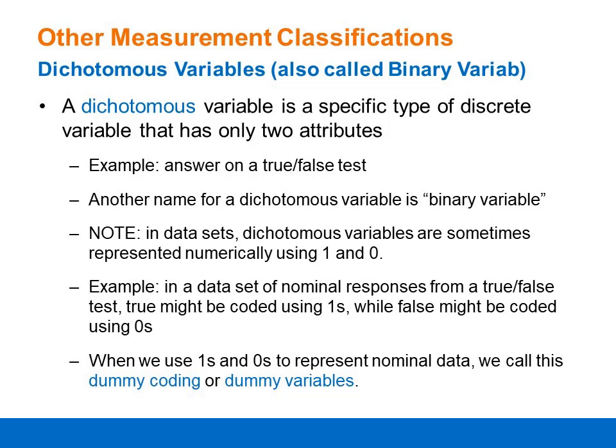Please note that in data sets, dichotomous variables are sometimes represented numerically by using ones and zeros. For example, in a data set of responses from a true or false test, true answers might be coded using ones, while false responses might be coded using zeros. When we use ones and zeros to replace categories in binary variables, we call this dummy coding, or refer to these variables as dummy variables.